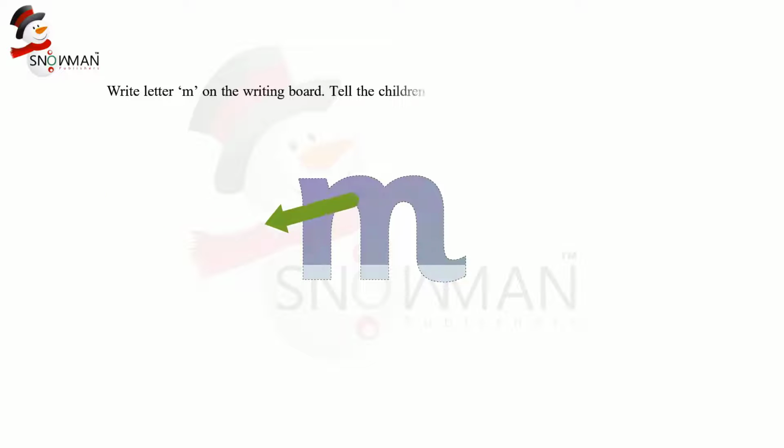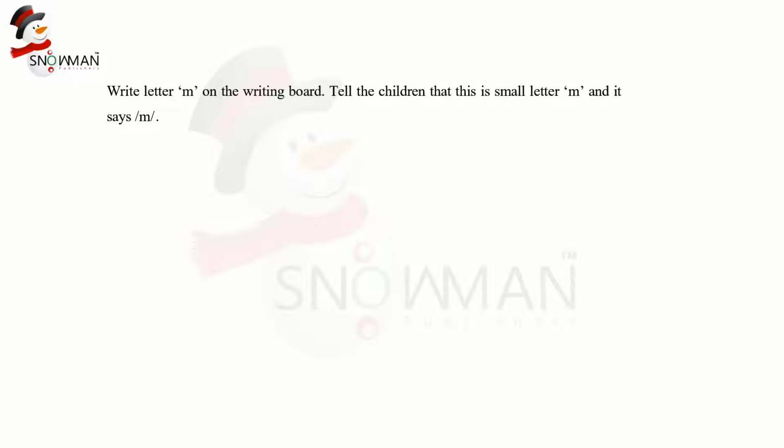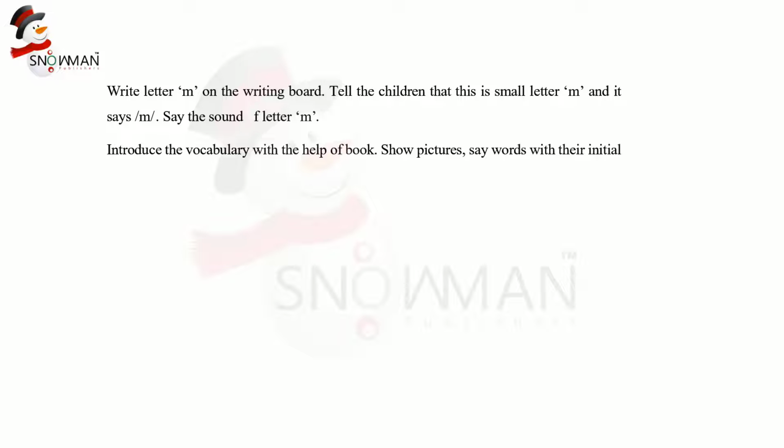Tell the children that this is small letter M and it says M. Say the sound of letter M. Introduce the vocabulary with the help of the book. Show pictures and say words with their initial sound.